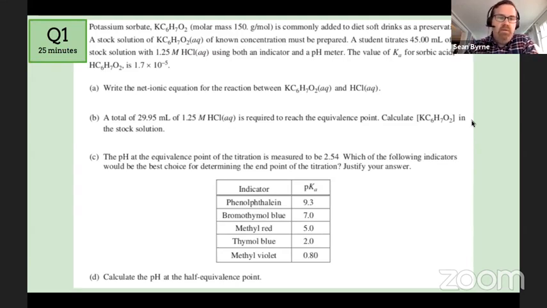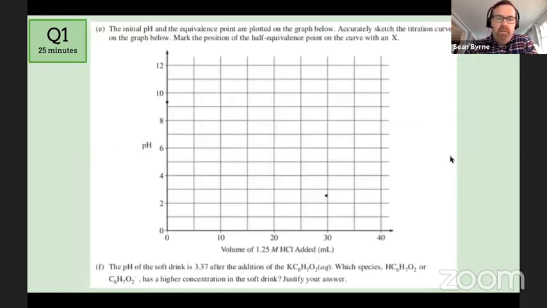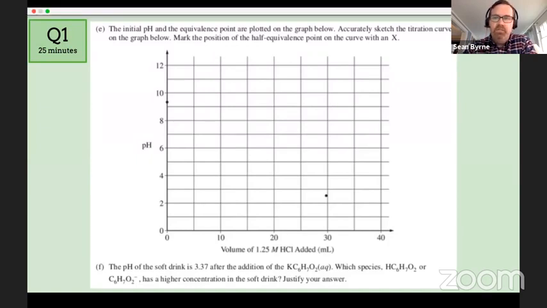The next page of the question has you looking at a graph. And then don't forget part F down there at the bottom, to answer a question about the higher concentration: which species has a higher concentration? So I'm going to give you a second here to pause, do some solving of your own, and then come back to me when you have what you think is your good solution.